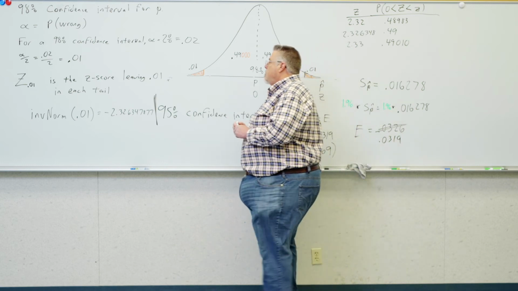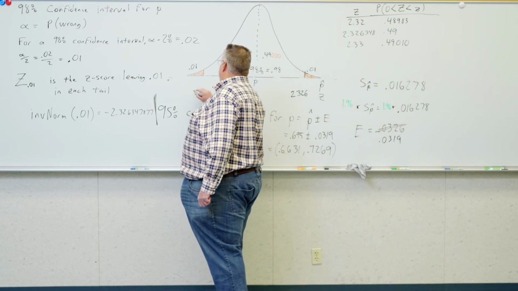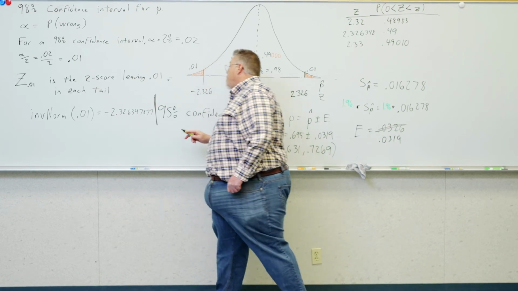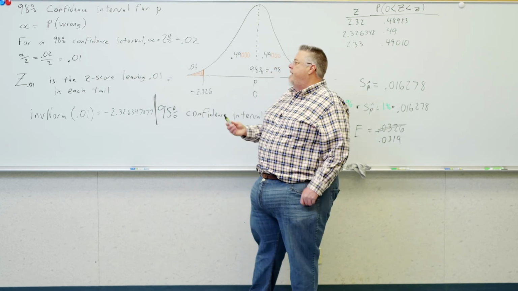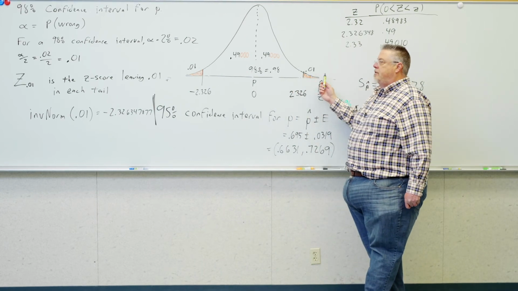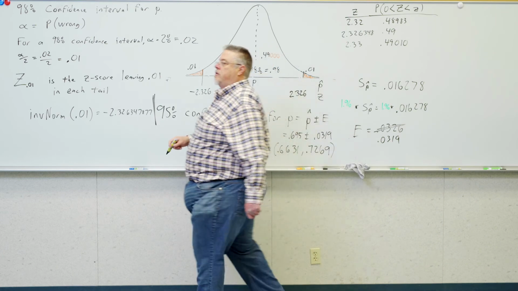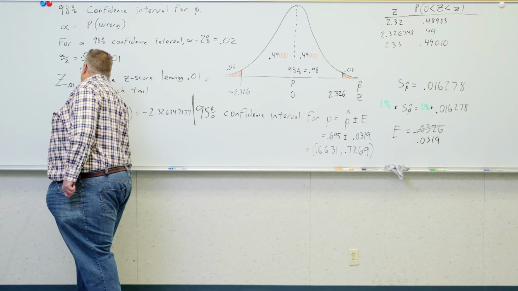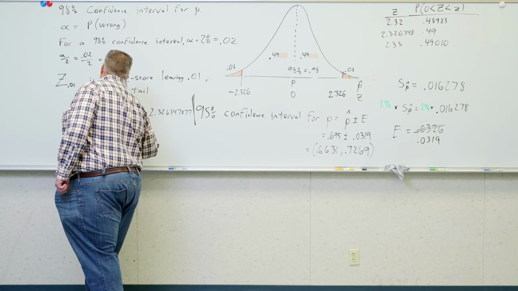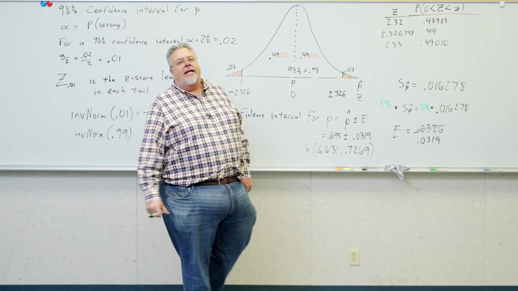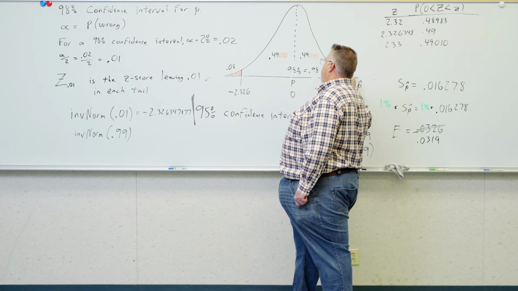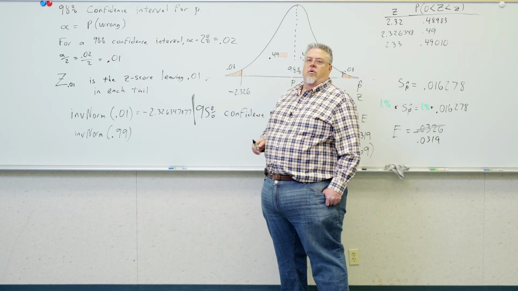Now, inverse normal told me that negative 2.326 is the z-score that leaves 1% in the left tail. By symmetry, I know that positive 2.326 leaves 1% in the right tail. If you wanted to have your calculator spit that out, it's inverse normal, and the common mistake people make is to put 0.98 here. It's not. We want 0.99, even though we're making a 98% confidence interval, because the area to the left of this mark is the 98% plus this one tail.